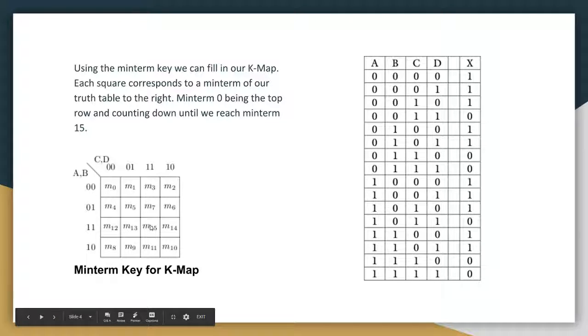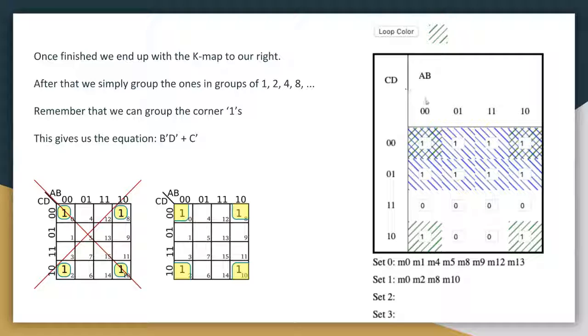When we fill out our K-map, we would use the midterm key and fill out each of the cells. Once finished, you would have a K-map similar to what's on the right here. Now, at this point, we would group our terms. We can group these together here and each of the corners together.